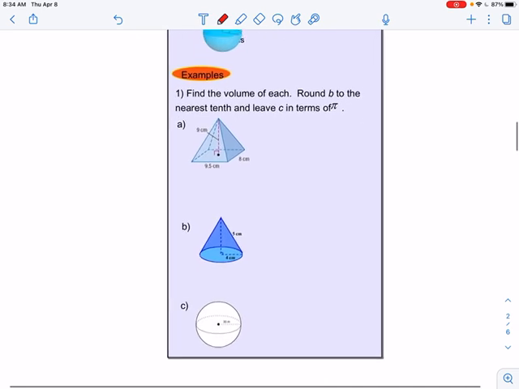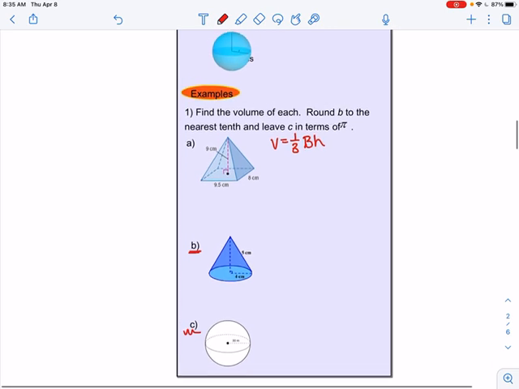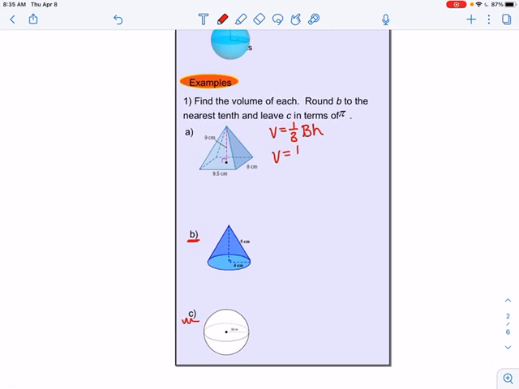Okay, so we're going to find the volume of each. We're going to round part B to the nearest tenth, and we're going to leave the answer to part C in terms of pi. The first one is a rectangular pyramid. The volume of any pyramid is 1/3 the area of the base times the height. This base is a rectangle, so I need the area of a rectangle to replace B. Area of a rectangle is length times width, and then I'll just bring down that height.